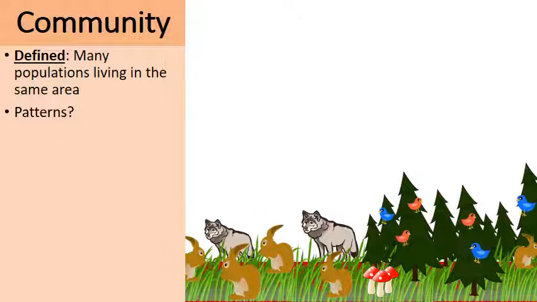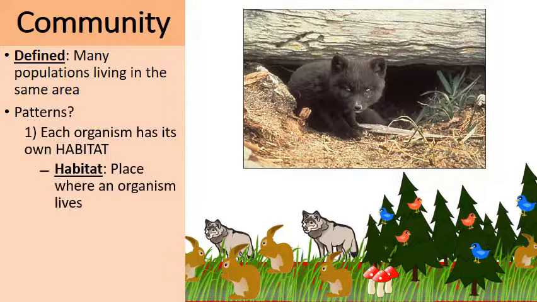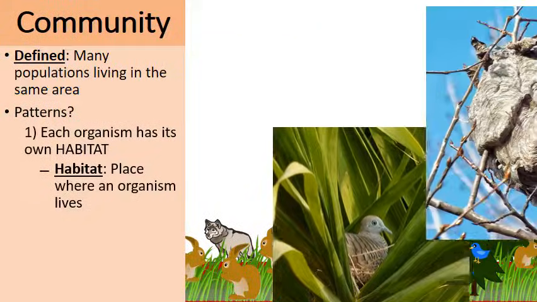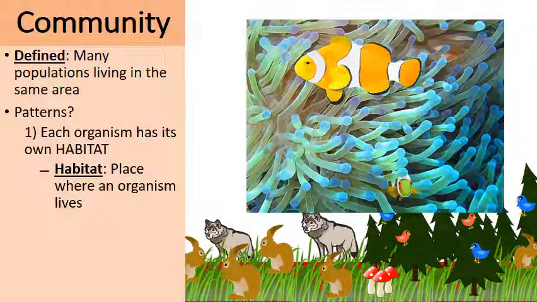And so the patterns from studying communities, well, each organism has its own habitat. A habitat is simply the place where an organism lives. Here we see there's a den, which is used as a habitat, a place to live. Here's an example of a bird building a nest as part of its habitat. Here's a wasp nest, if I remember correctly, and again, part of the habitat where these wasps would then live. And even in the aquatic organisms as well. Here we have some clownfish burrowing amongst the tentacles of an anemone.